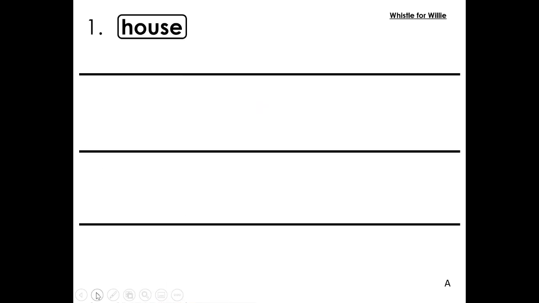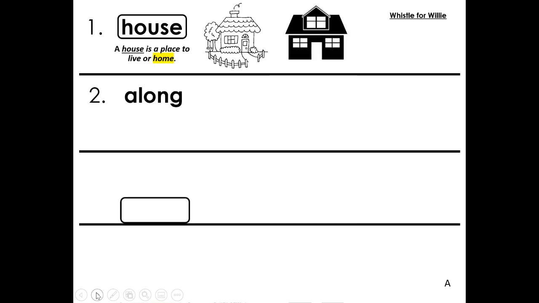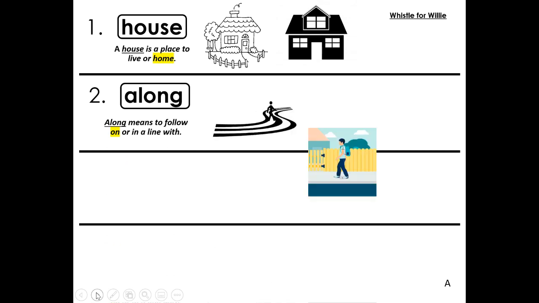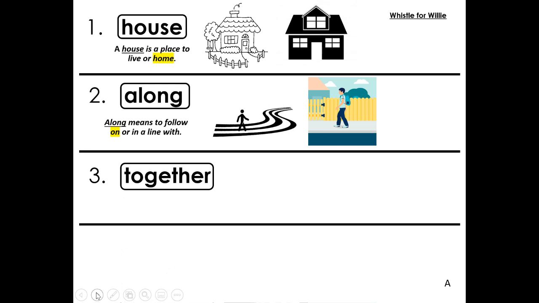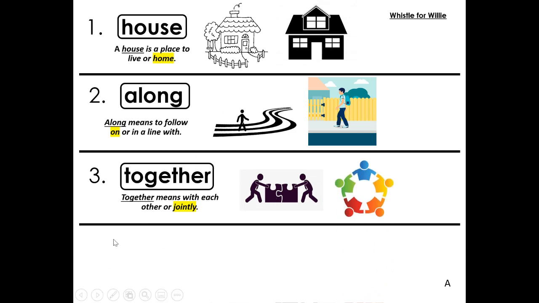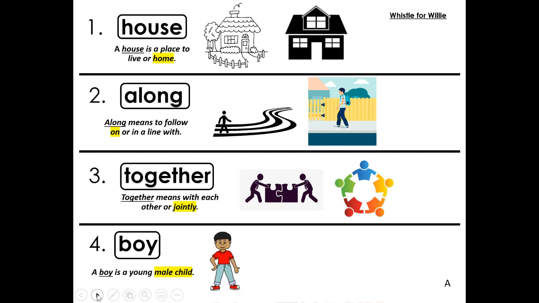So let's check your work. Number 1 was house. A house is a place to live or home. Number 2, along. Along means to follow on or in a line with. Number 3, together. Together means with each other or jointly. Number 4 is boy. A boy is a young male child. So this is a good time if you need to push pause and check your work for number 1, 2, 3, and 4.